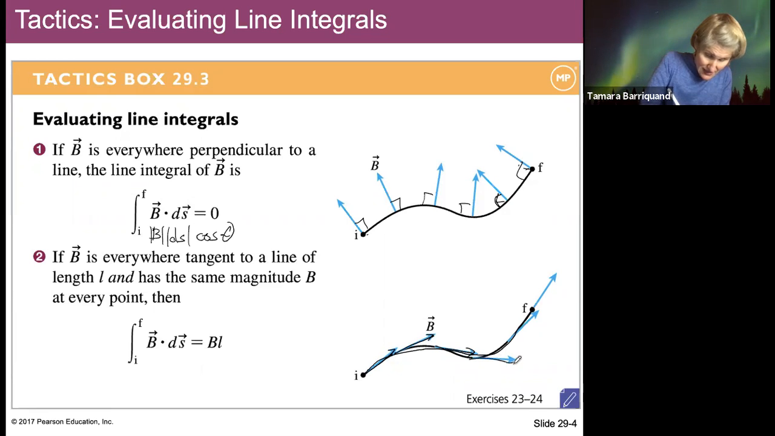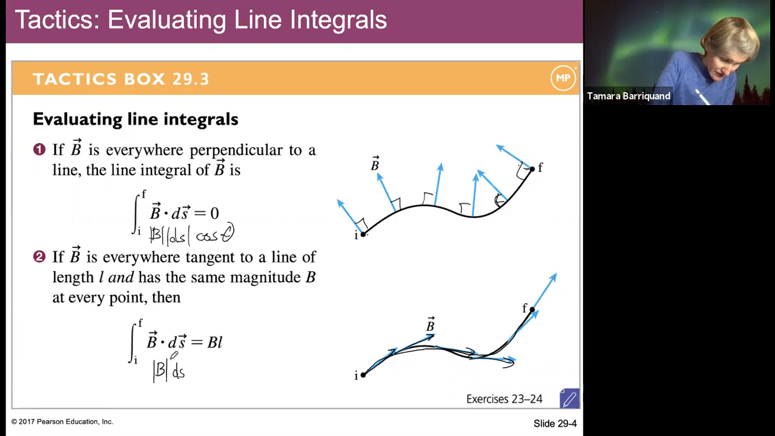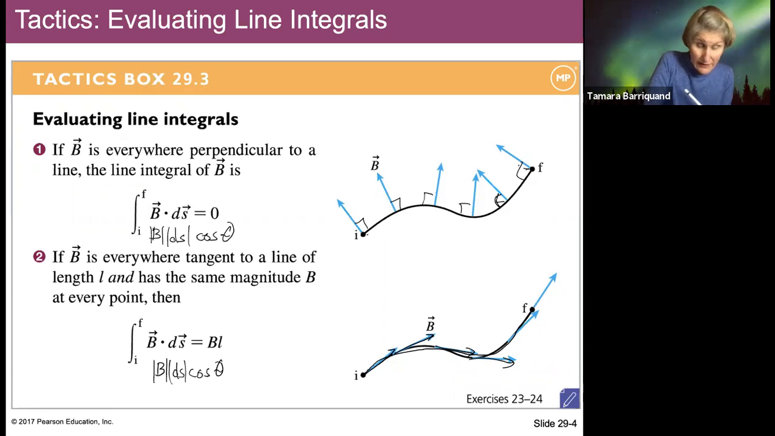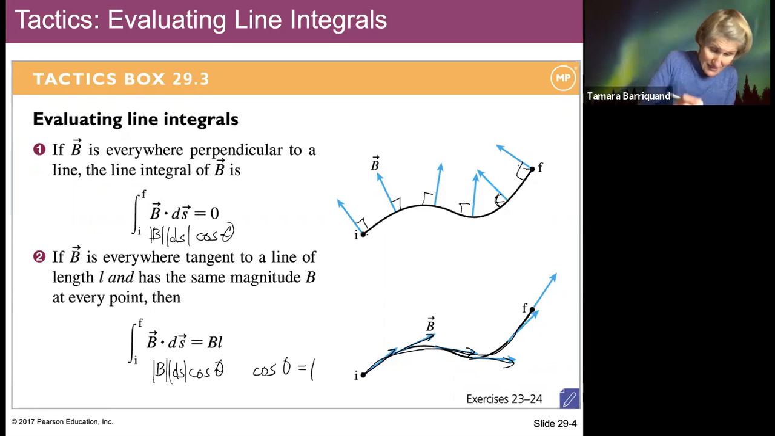And so in this case, again, remembering that B dot ds is the magnitude of B, the magnitude of ds, cosine of the angle between them, and cosine of 0 is 1. So since cosine of 0 is 1, in this case, the integral of B dot ds will simply be B times the length of the line. So it will just be B times the integral of ds, and that will just be B times the length of the line.